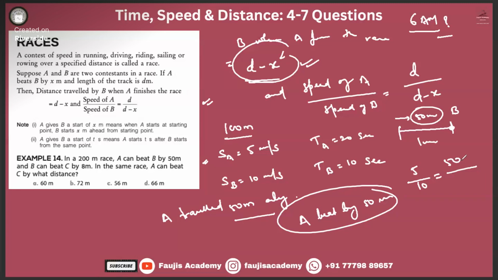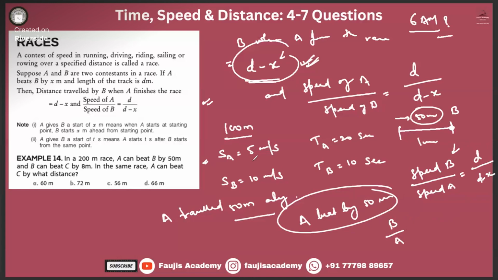D minus X is the beaten by, sorry. Over here, the person who wins, that one has to be written first. Speed of B by speed of A, because B has won it. So D by D minus X. So that means speed of B by A.